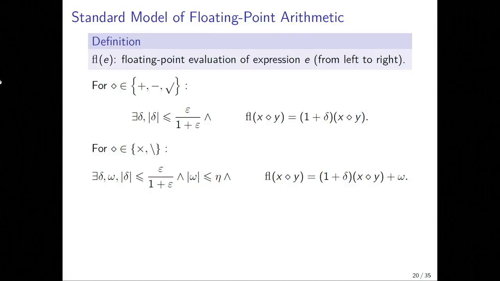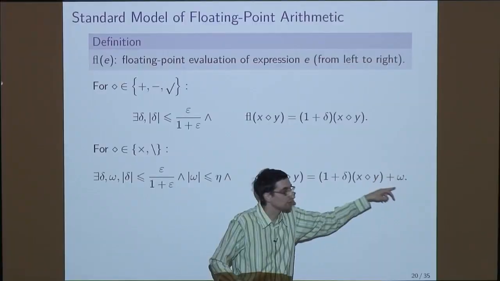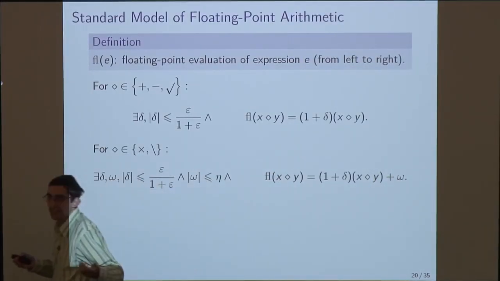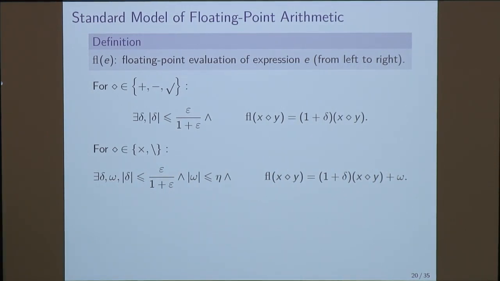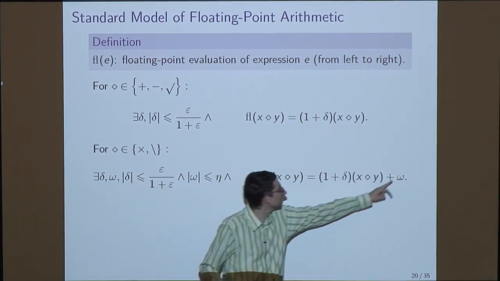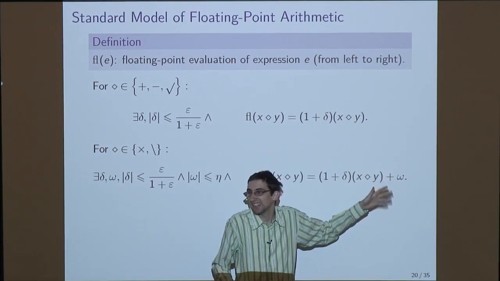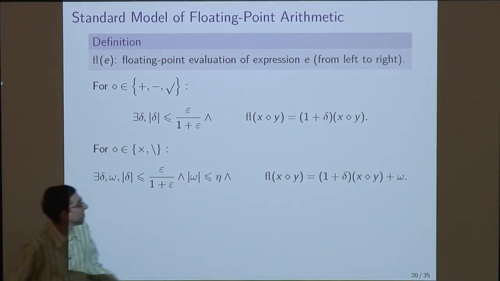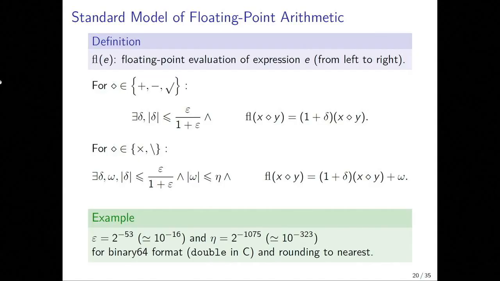And for multiplication or division, it's about the same, but since you can get these very tiny numbers, denormalized numbers, you also get some absolute error term, but this is usually really tiny, but it's here, so we cannot forget it. But think of this as being really tiny, and it's here, it's painful, but it's not really important. The important thing is the relative error here.